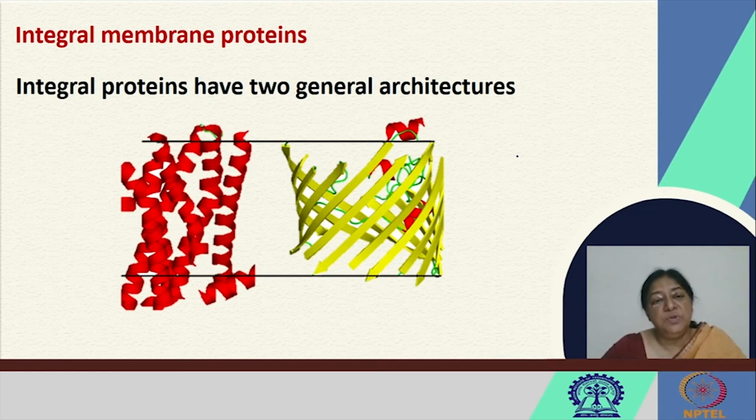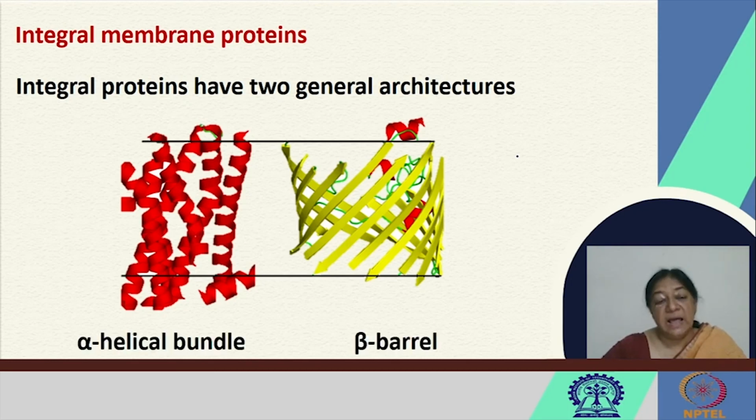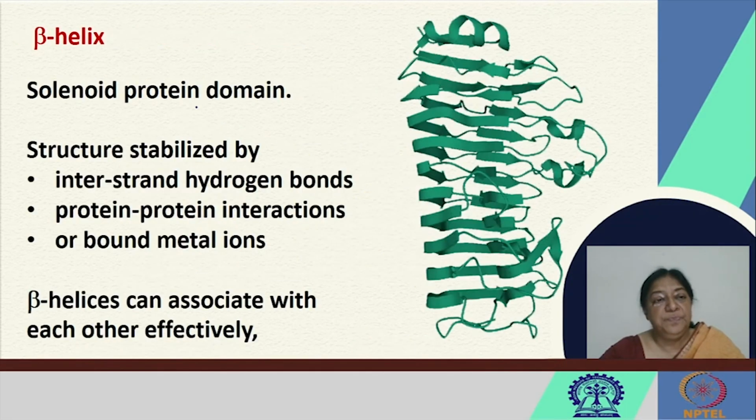The integral proteins have two general architectures. One is an alpha helical bundle type, as it is called, or a beta barrel. We realize that this is necessary because there has to be a pore through which the material has to be transported, whether it's small molecules or ions or even larger molecules, through the membrane.